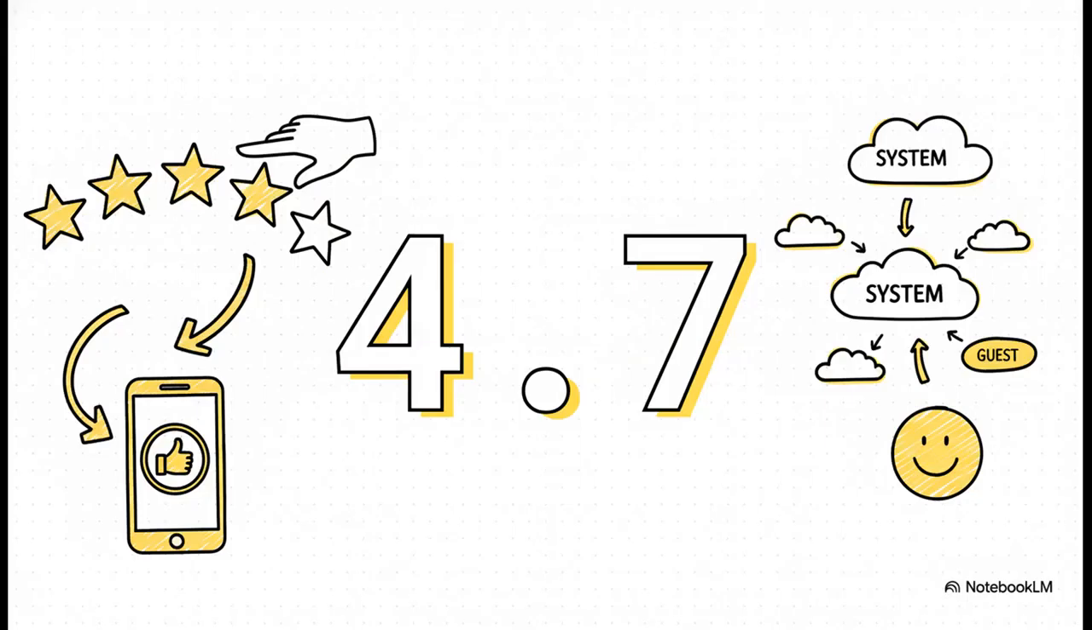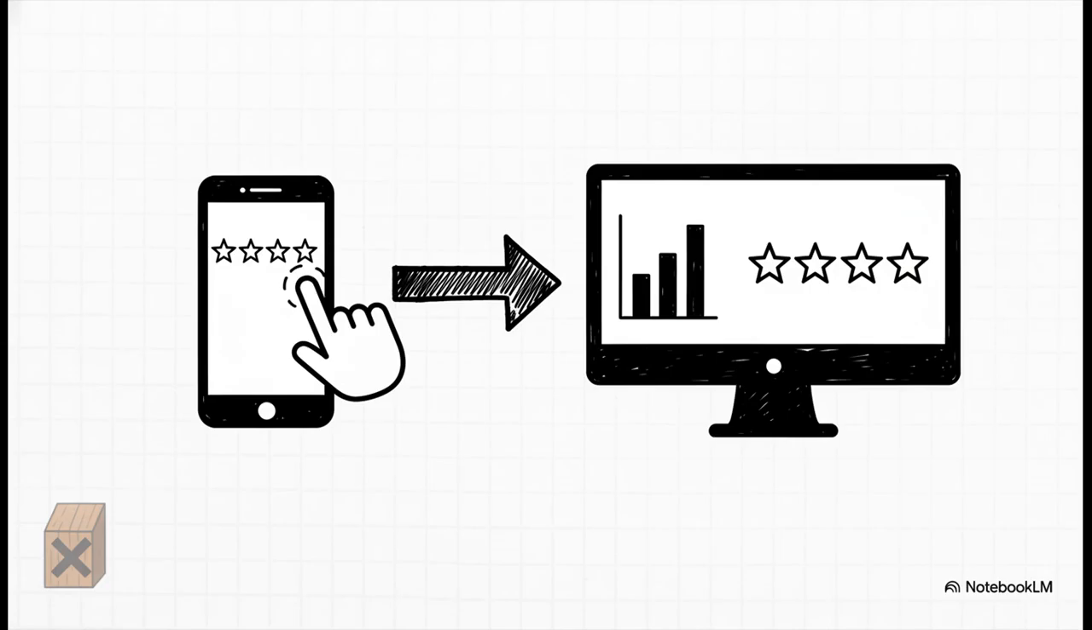And this is where the system closes the loop in this really powerful, immediate way. A guest taps a star rating on their phone, and that rating doesn't just go into some suggestion box to be read later. Nope, it flows directly, instantly, to a leadership dashboard. This gives them real-time, actionable data on food quality, which creates this amazing cycle of constant improvement.